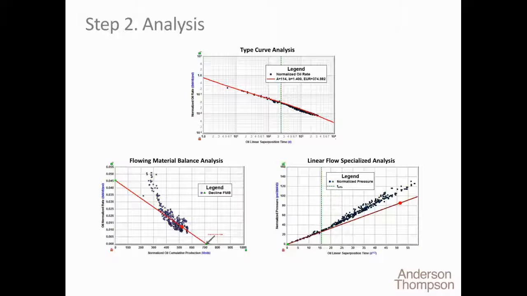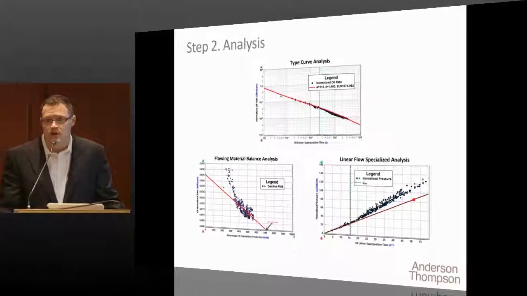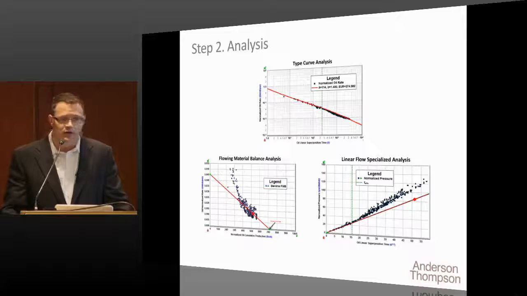The flowing material balance analysis, which is the first of the straight line techniques in the bottom left-hand corner here, gives us an indication of contacted volume in place for unconventionals. For conventionals, this would give you a very good idea of OOIP or OGIP. For unconventionals, it's a moving target. As the data updates, it keeps projecting to a larger volume.